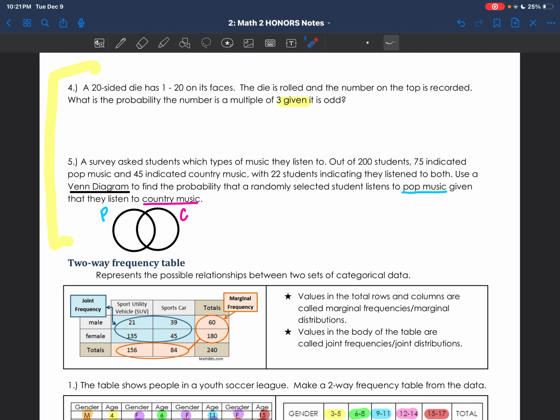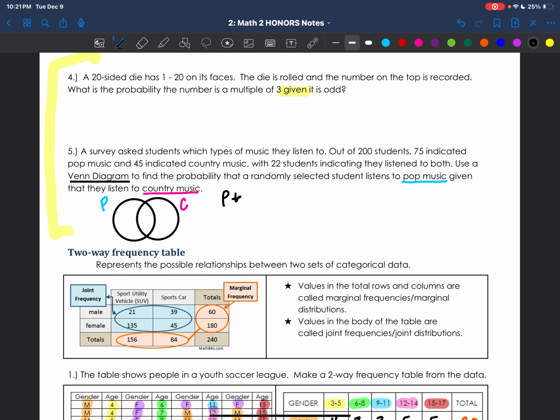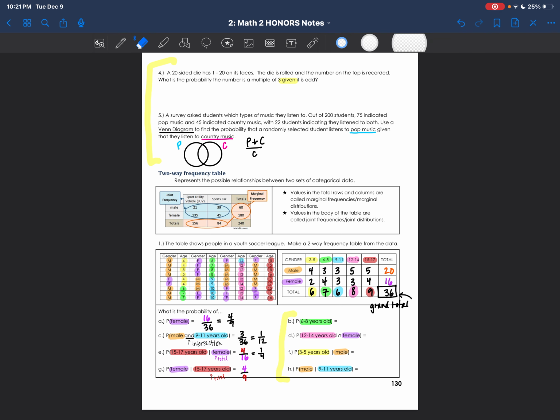All right, I want you to try these. Now, I gave you a little hint here. I set up a Venn diagram for you. And then once you get these here, you can start to figure out the probability a student listens to pop music given they listen to country. So remember, this is going to be the denominator, and pop music and country would be the top. All right, so that's your hint. Go ahead and finish those. And then we'll go over those in class also.